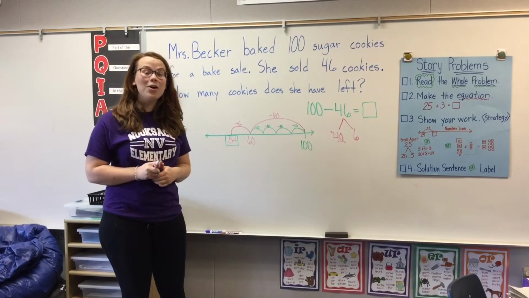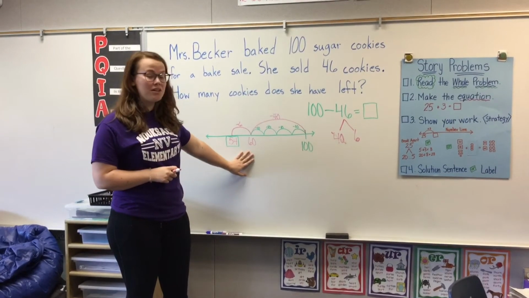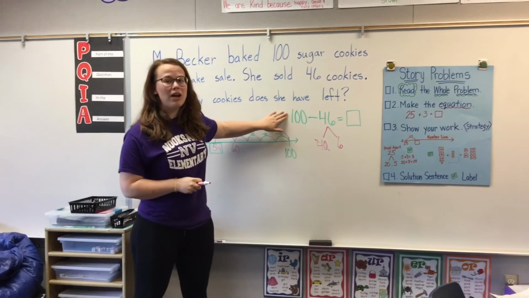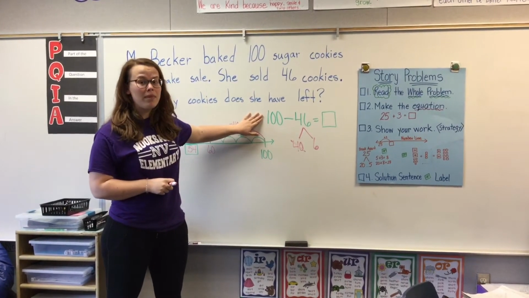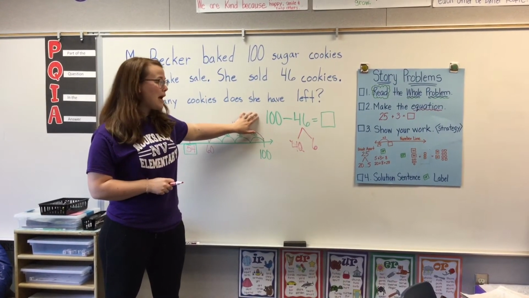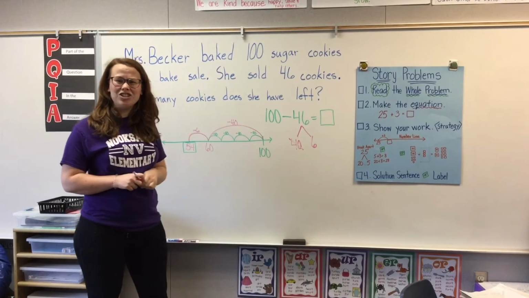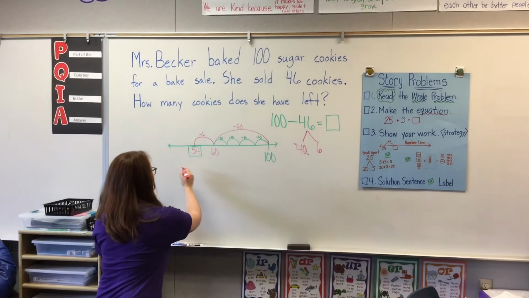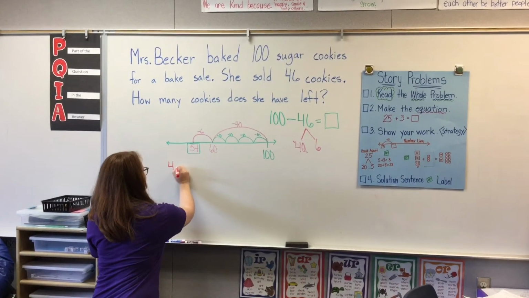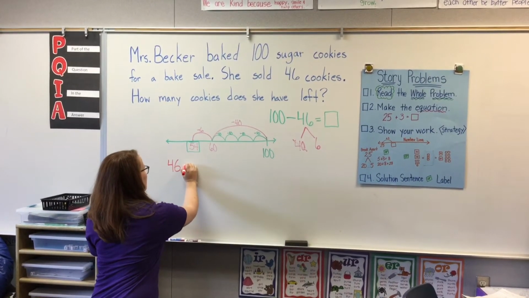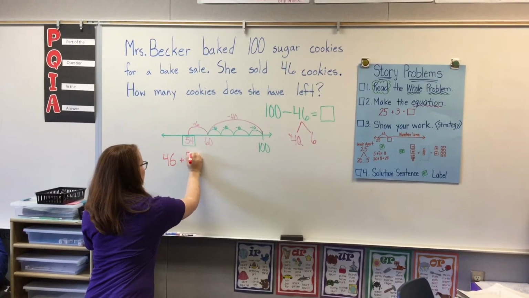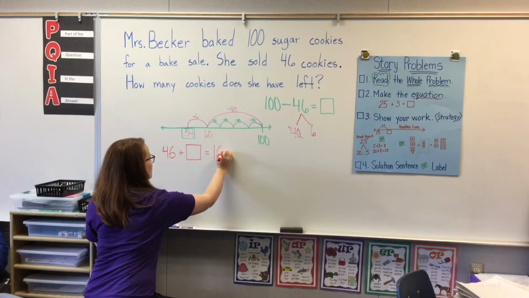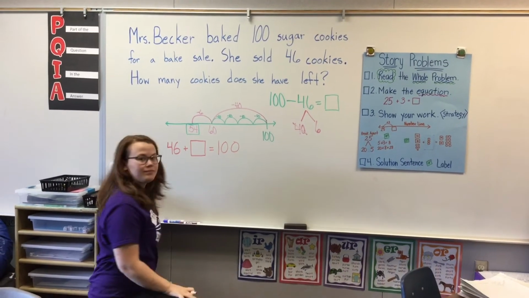Okay. So now that Mrs. Becker has showed you one way to solve it, I might show you a different way. So remember, this is our equation directly from our problem that we need to write down. It matches our problem, but you might change that equation to solve it. I might use this equation, 46 plus how many she sold equals the 100 cookies that she baked.